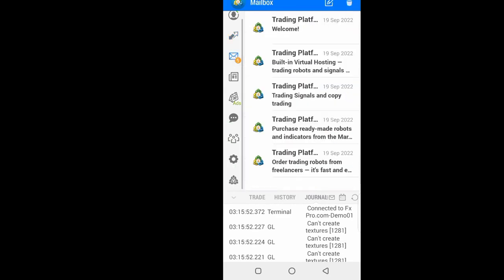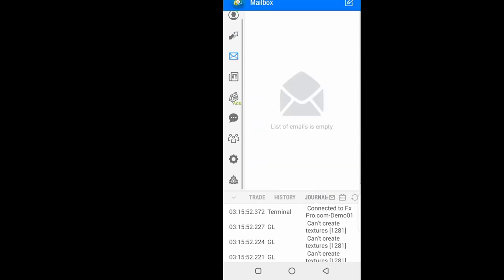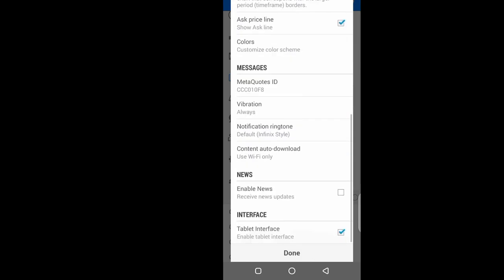Here you have your mail, and wherever you've got messages, you can delete them. So everything is here. You can also return back to settings from here. From here, you may remove the interface if you want.